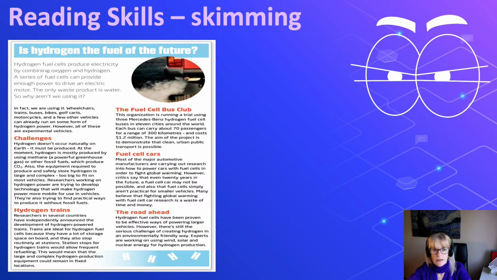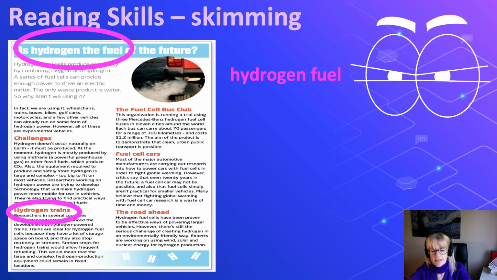A look at an example now. So here's my reading, and I just skim over the top of that reading. I can see straight away from the heading that this reading is about hydrogen fuel. And then when I have a look down, I can see a heading that says hydrogen trains. So that tells me that maybe trains can be run using hydrogen fuel. And then over here, I can see it says fuel cell cars.